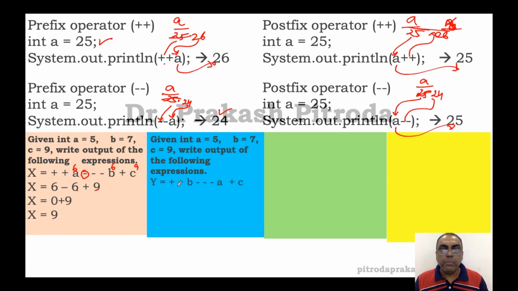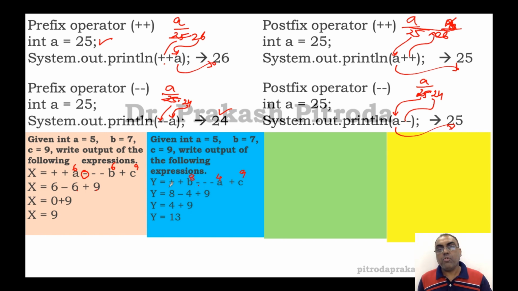So how is this going to be: plus plus b. B is 6, plus plus is going to make this 8, and apply here 8. Minus as it is, minus minus a. The value of a is 5, minus minus will make this 4, and apply here 4. And there is no increment or decrement on the last one, so it will remain 9. So 8 minus 4 plus 9, the computer will do this. 8 minus 4 is 4, plus 9 is 13.